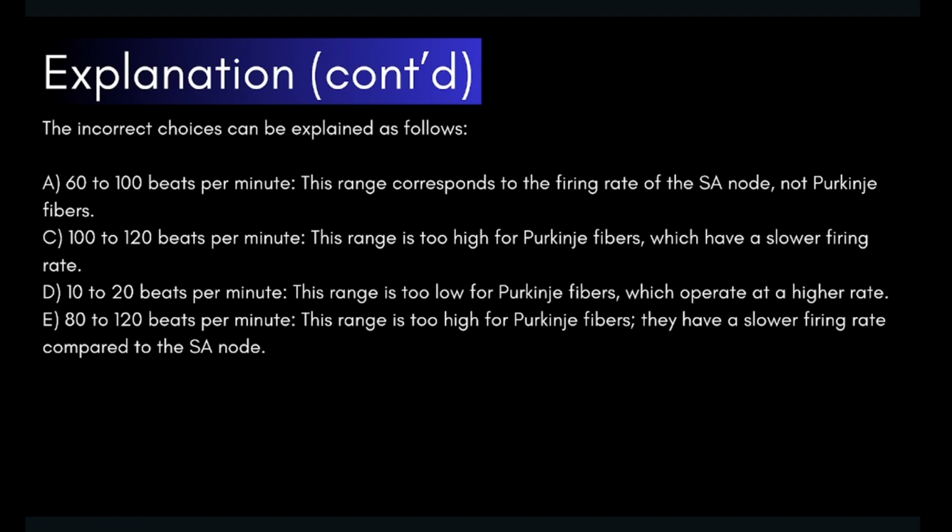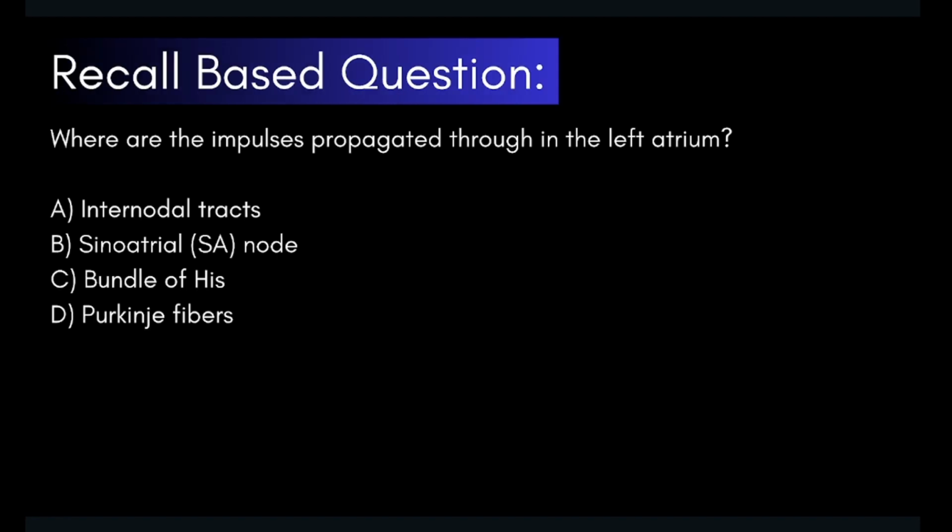10 to 20 beats per minute. This range is too low for Purkinje fibers, which operate at a higher rate. Then we have 80 to 120 beats per minute. This range is too high for Purkinje fibers, and they have a slower firing rate compared to the SA node. So, let's go ahead and move on to the next question. Where are the impulses propagated through in the left atrium?